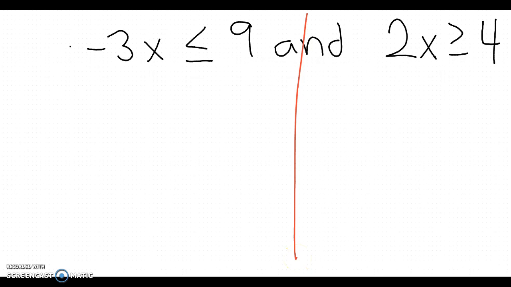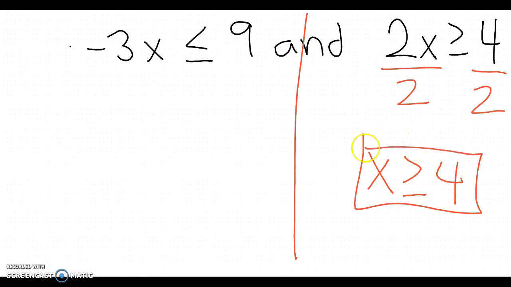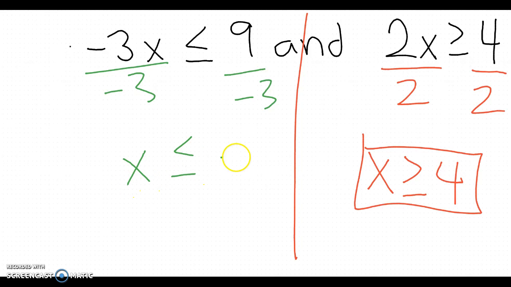You cut this down, and you go, okay, I'm going to divide by 2. You go, okay, x is greater than or equal to 4. Perfect. There's one answer that we just plug in. When you get to the second side, though, you divide by -3, you divide by -3, and you just go, okay, well, x is less than or equal to -3. And then you put those answers in.